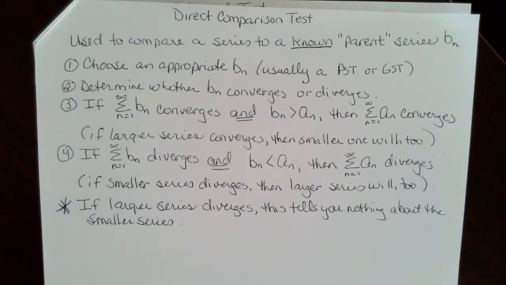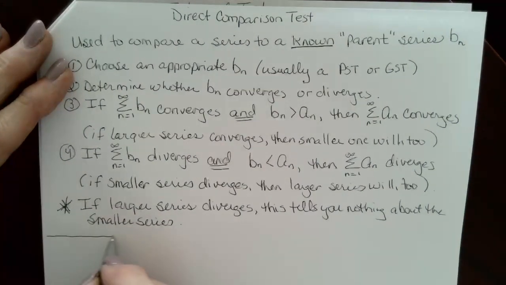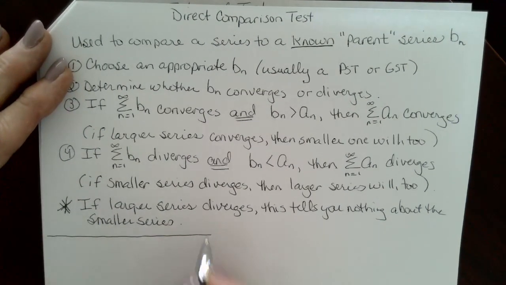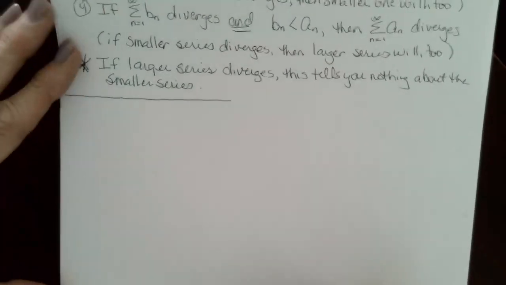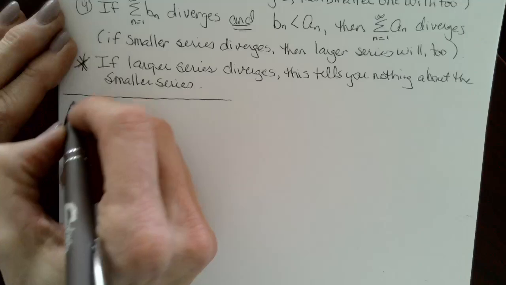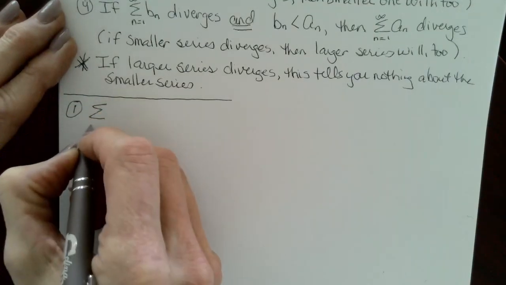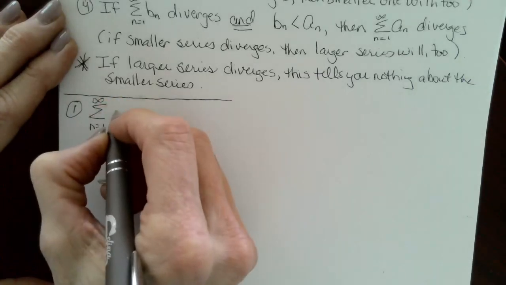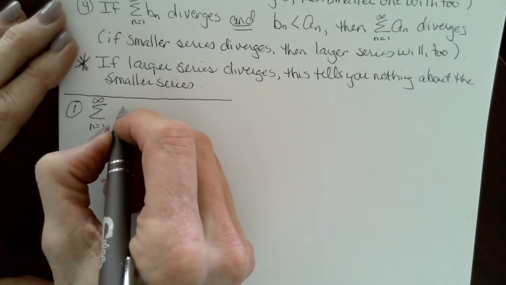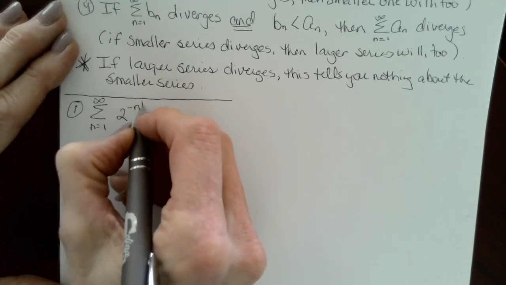Questions? I know y'all are still writing. All right, we're going to do 3 examples. Here's our first one. I'm going to go from n equals 1 to infinity of 2 to the negative n factorial.